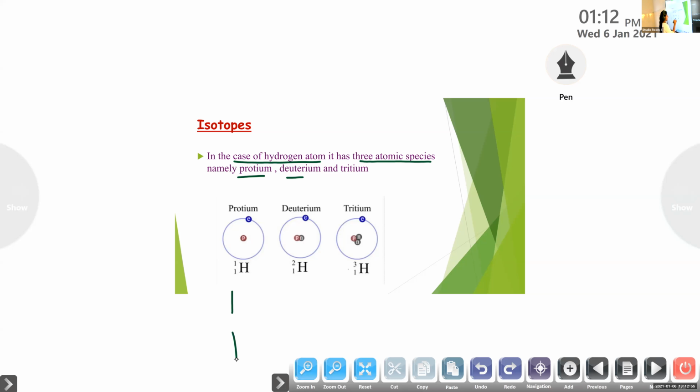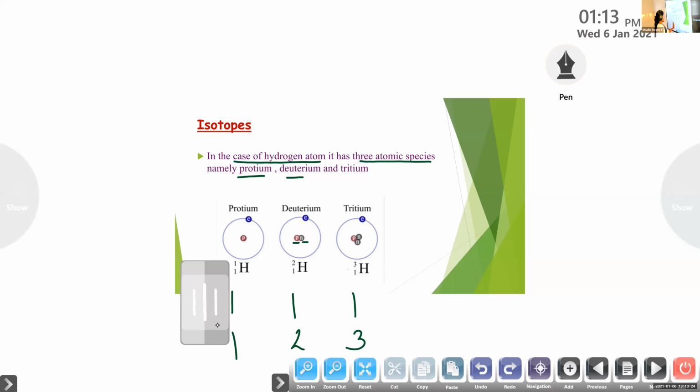Then next deuterium. Here one proton and one electron. It means atomic number is 1. And the mass number is the sum of proton and neutron. Here one proton, one neutron. So it is 2. Then the third example. Here the number of proton and number of electron is 1. So the atomic number is 1. Then the mass number is the sum of proton and neutron. Here 1 proton and 2 neutrons. So 3 is the mass number.